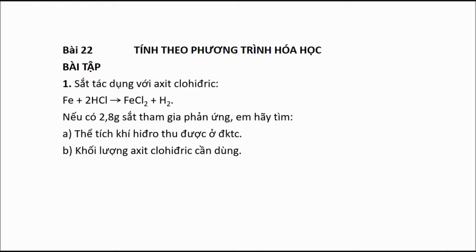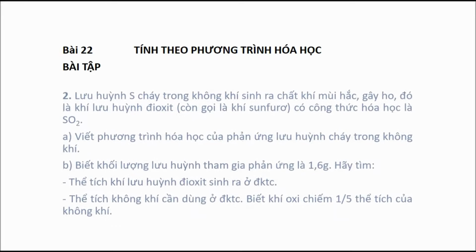Exercises. 1. Iron reacts with hydrochloric acid: Fe plus 2 HCl arrow FeCl2 plus H2. If 2.8 grams of iron is used in the reaction, find A. The volume of hydrogen gas obtained at STP. B. The mass of hydrochloric acid needed.